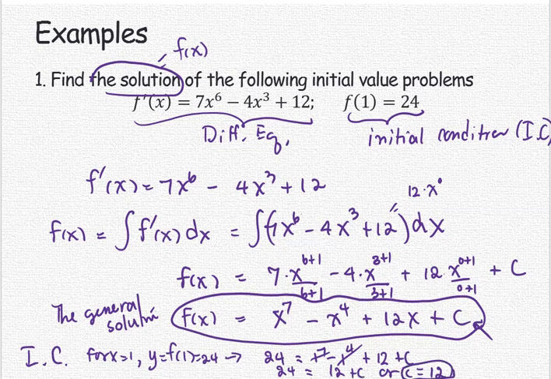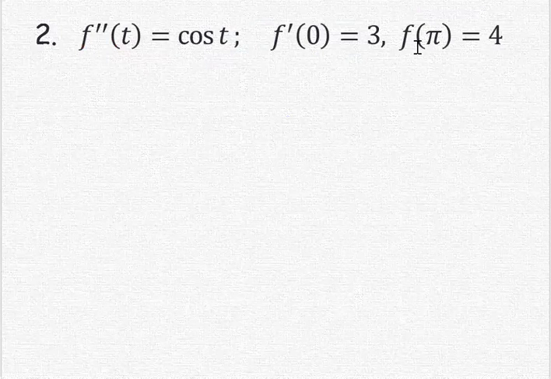After we get the value c equals 12, now we can put everything together as the solution that we are looking for. So the answer, or the solution, is f of x equals x to the 7 minus x to the 4th plus 12x plus 12.